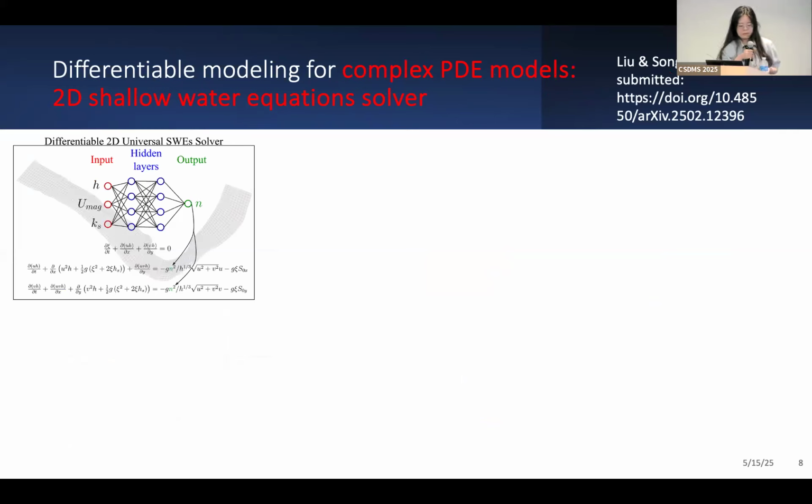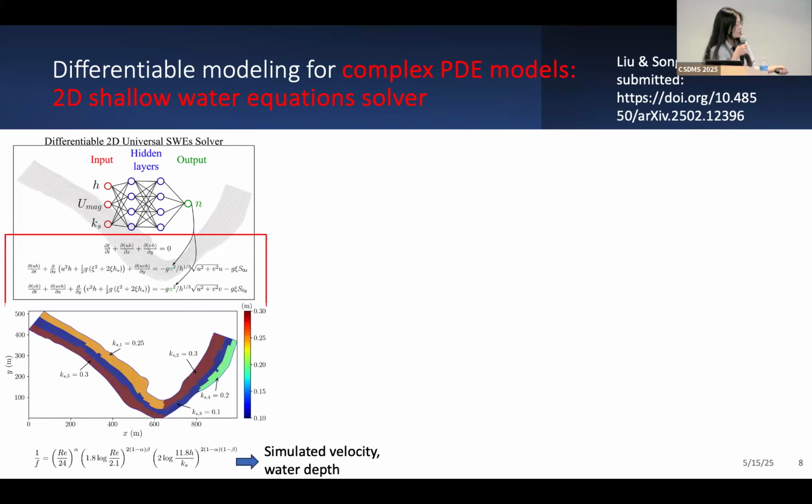Now we have introduced how differentiable models can be used for hydrological models, which are based on ordinary differential equations. Can we use it for complex partial differential equations, for example, the two-dimensional shallow water equations? Yes. In this case, we integrate a neural network that uses inputs like water depth, velocity, and roughness to predict the Manning coefficient, which is a parameter of the two-dimensional shallow water equations. We train this framework to get the relationship between the input and the output.